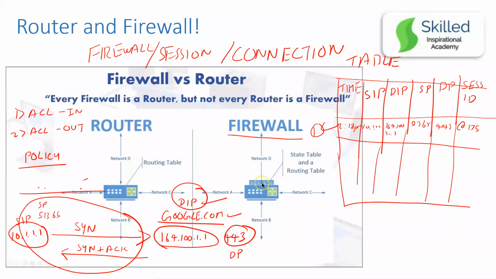Okay, so this is how a firewall is different from a router. A router checks the ACL and then forgets about the traffic. It doesn't bother. But then the firewall or the router, yes. Are we, excuse me, yeah, sorry.